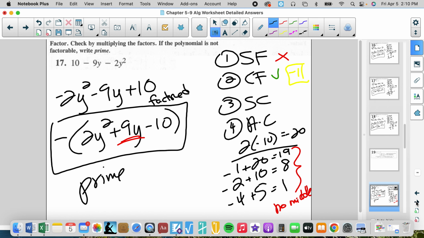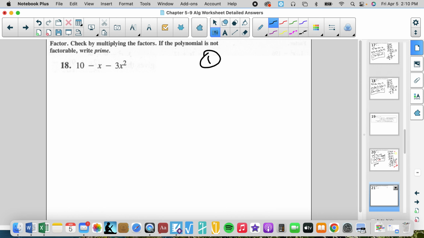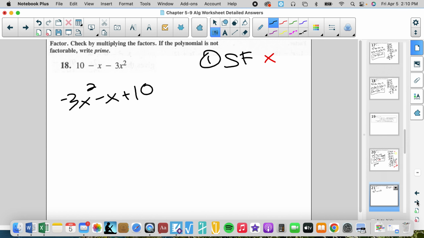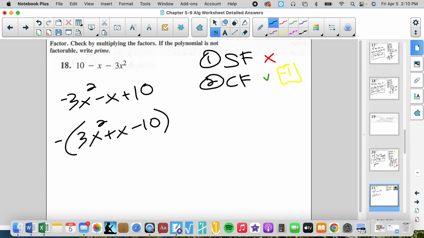So that's as far as we can factor that. Standard form, nope. Let's rewrite it in standard form. Let's make sure that when we factored out the negative that I rewrote all those. Yeah, that's right. I did it right. Common factor? Yes, there's a negative 1 that we can factor out. Let's factor out that. Plus x minus 10.